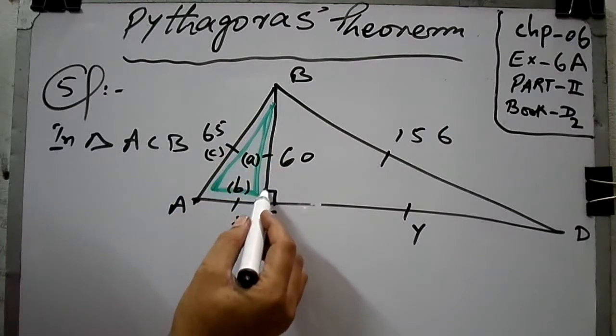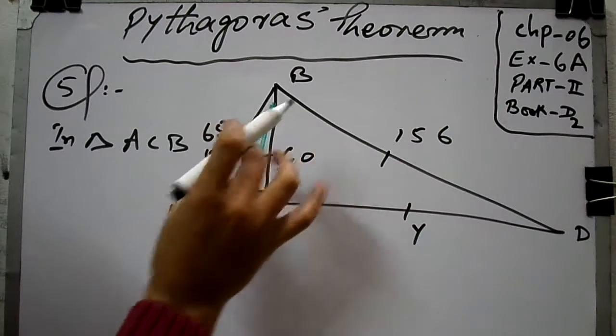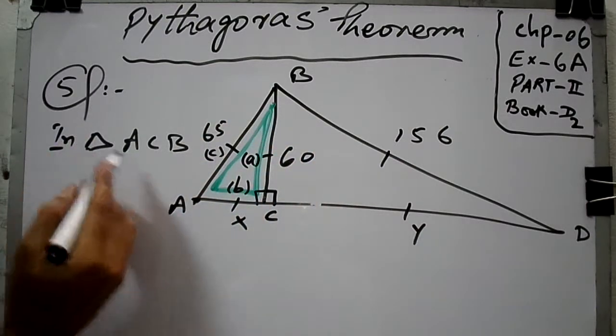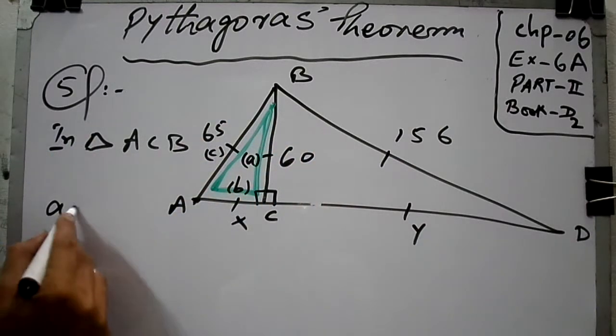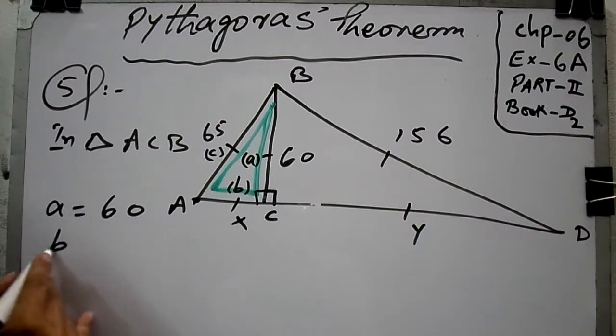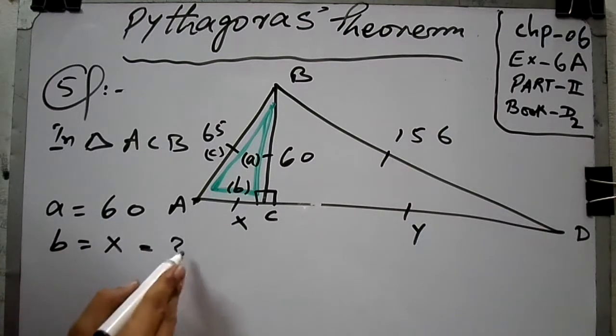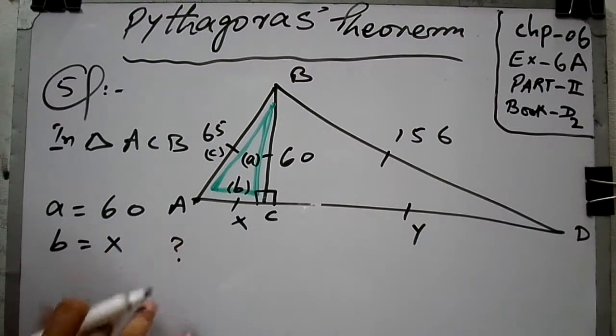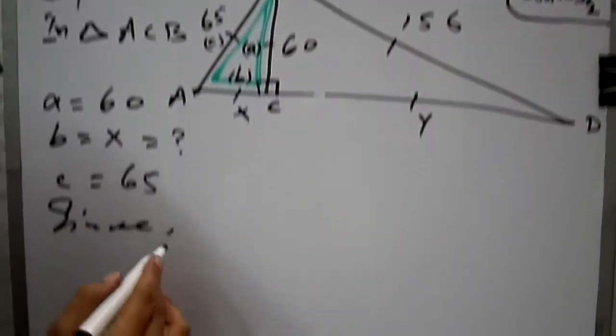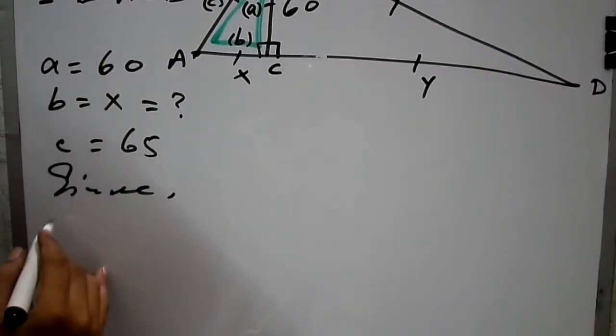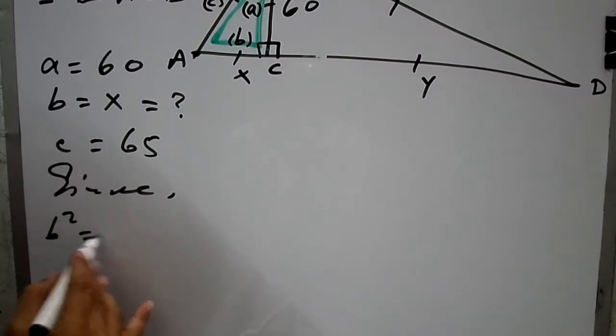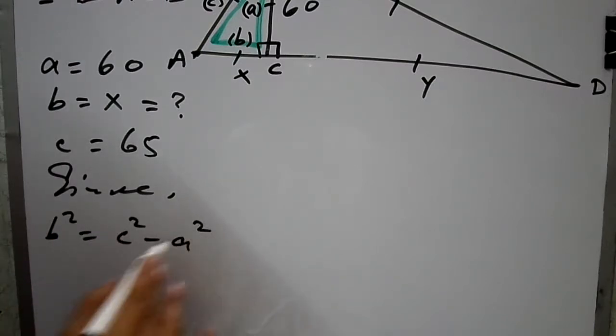Because there is a 90 degree angle here, in triangle ACB the value of A is 60, the value of B is x, which is to be determined, and the value of C is 65. By Pythagoras theorem we have the formula B square is equal to C square minus A square, putting the values.